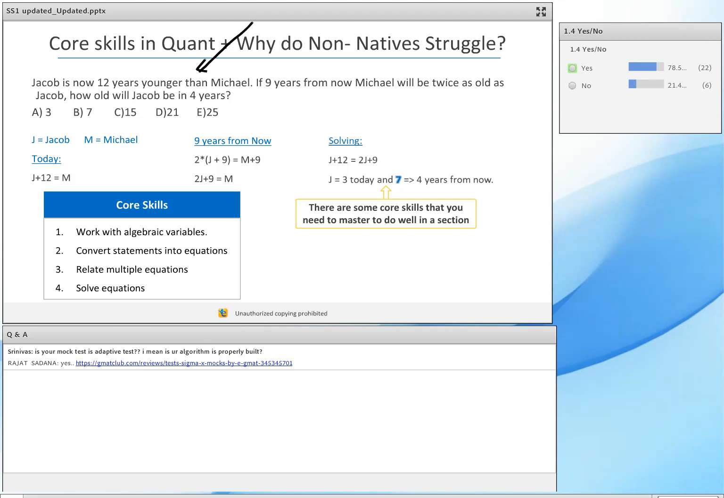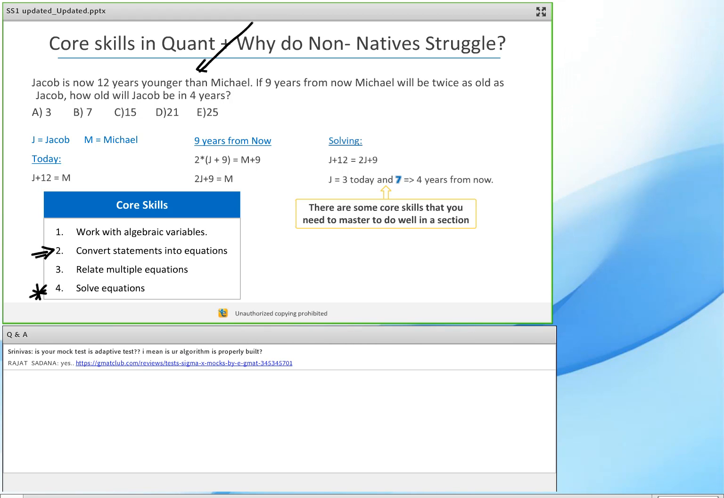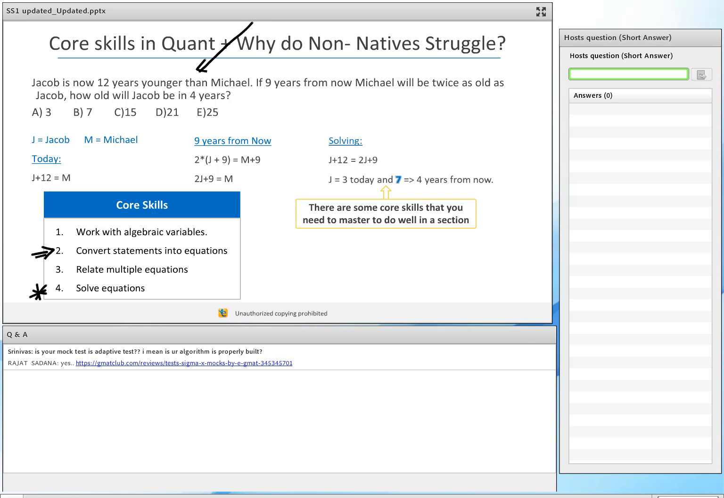Let me tell you why that happens. Tell me what would happen if the skill that you lacked in is skill number 2, but the skill that you practiced is skill number 4, which is solving equations. What would happen if you did that? If the skill that you lacked in is skill number 2, but the skill that you practiced again and again and again is skill number 4.